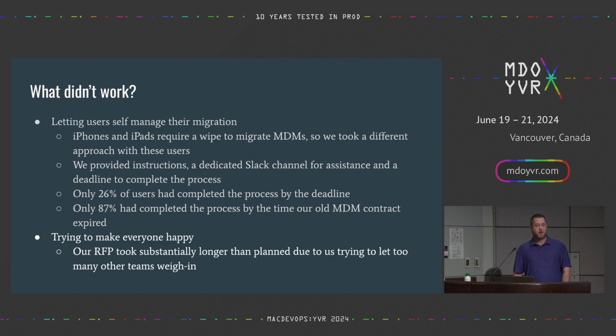Something else that didn't work really well was trying to make everyone happy. Our RFP took significantly longer than planned because we tried to let too many other teams give feedback and weigh in. And while they had valuable input and we got some good ideas and some good things to consider, we should have set clearer expectations up front of what we were looking for and what they might be able to influence.